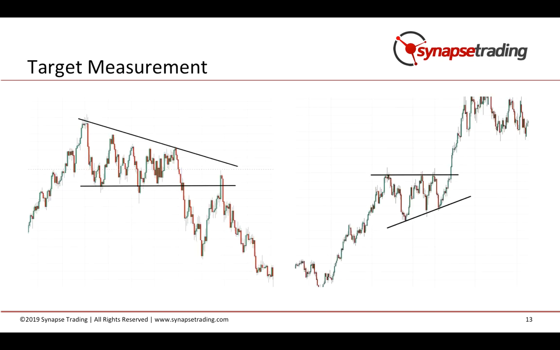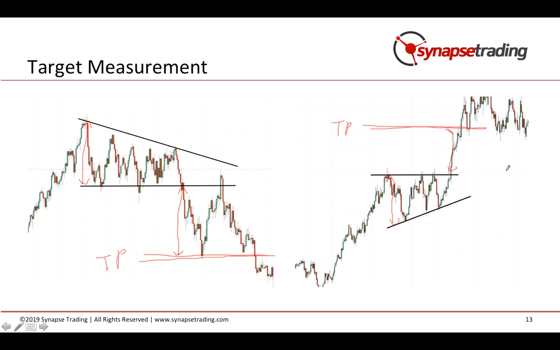Okay, the last thing is to know how to measure the target. So once you have entered the trade, where are you going to take your profits? Triangles have this very interesting property where you can measure the maximum height of the triangle and use it to project downwards. So that will give you your target. Okay, so same for the bullish triangle. You measure this height here and you project it up here. So that will give you your target.